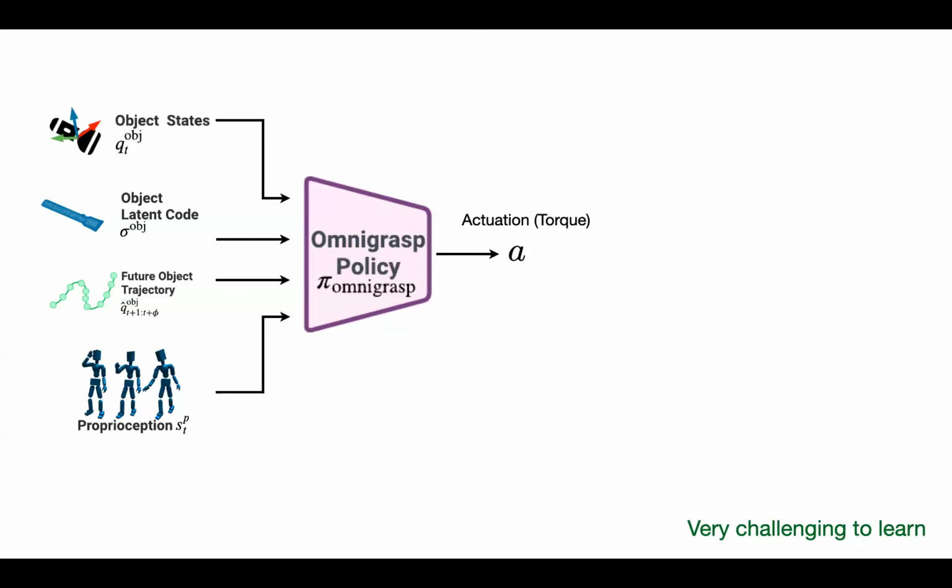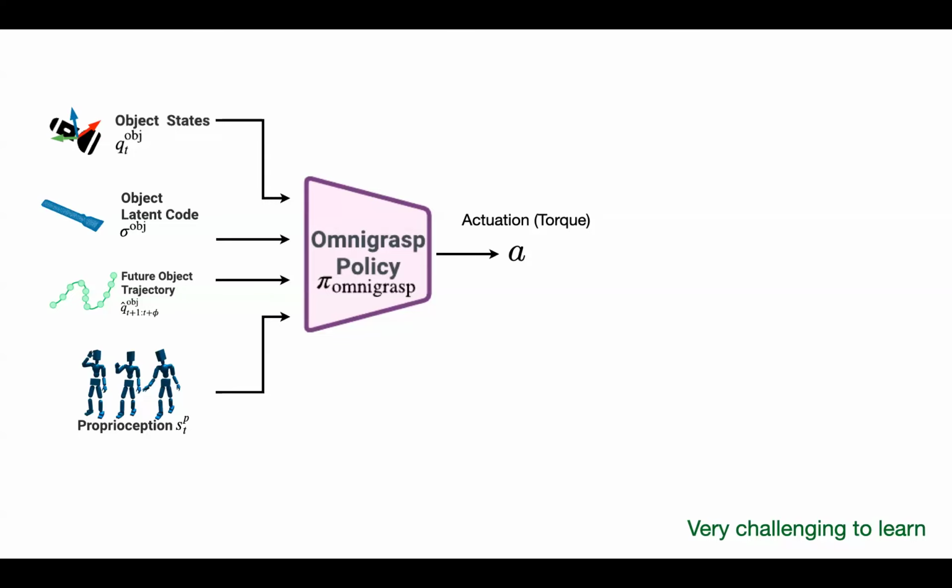Again, we're taking this physics-based approach. I explained the framework of this earlier; now it just has a little bit more input types. What we want to do is learn this policy, pi omnigrasp, which takes a bunch of observations and gives us the torques or the actions to actuate the full body, including the fingers.